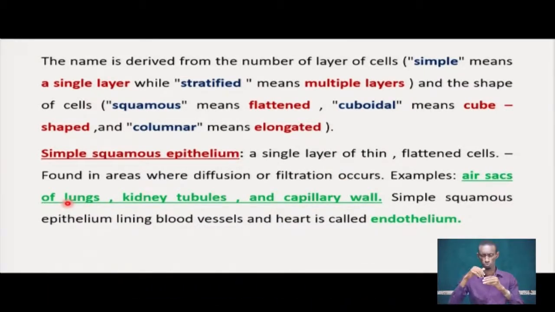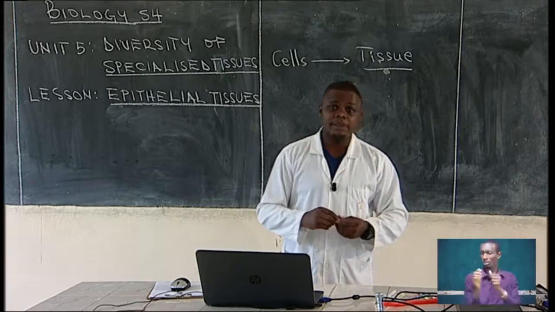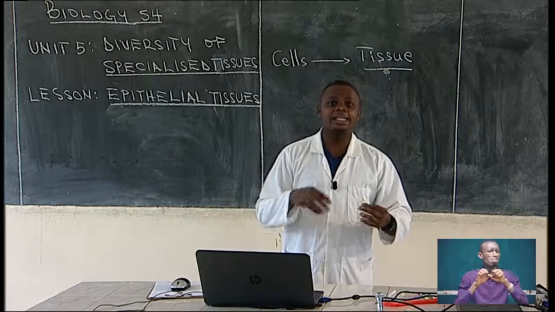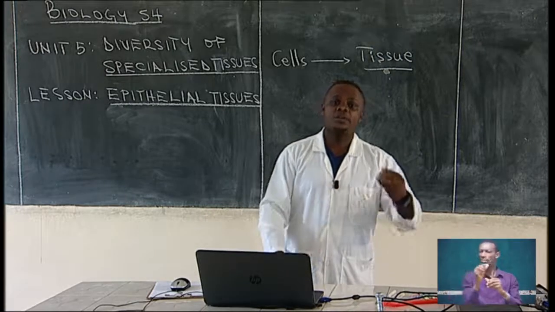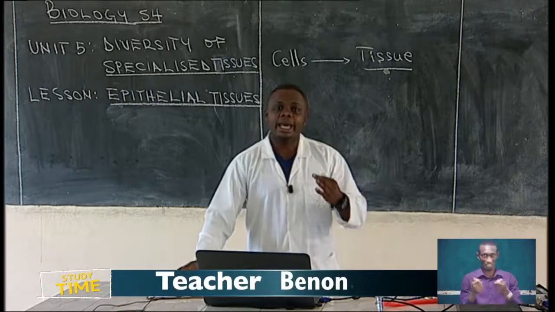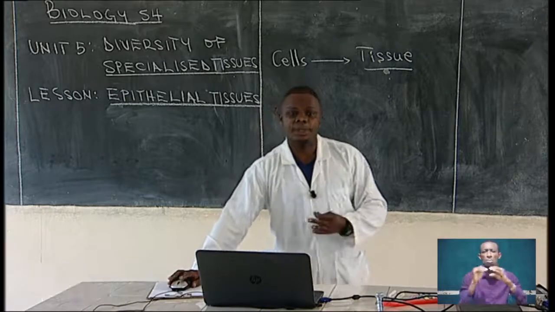Remember, lungs have what we call air sacs or alveoli. These are small functional units of lungs, which are very many in numbers and small in size, as well as having large surface area for diffusion of gases in and out. So in the air sacs, we find there simple squamous epithelium.